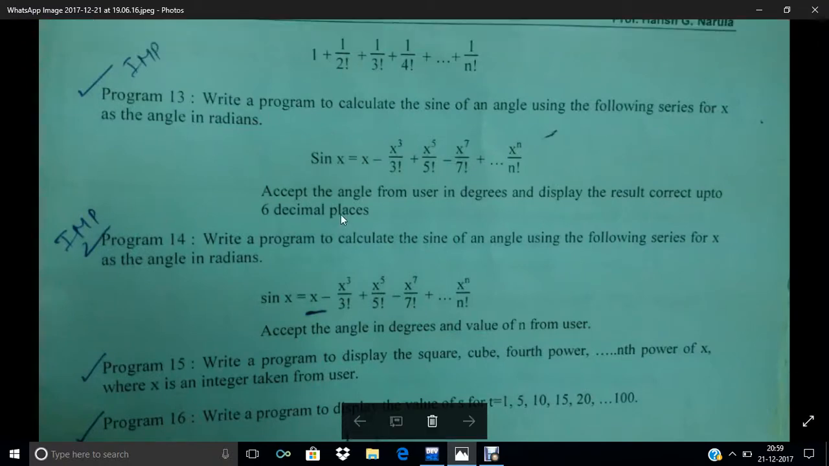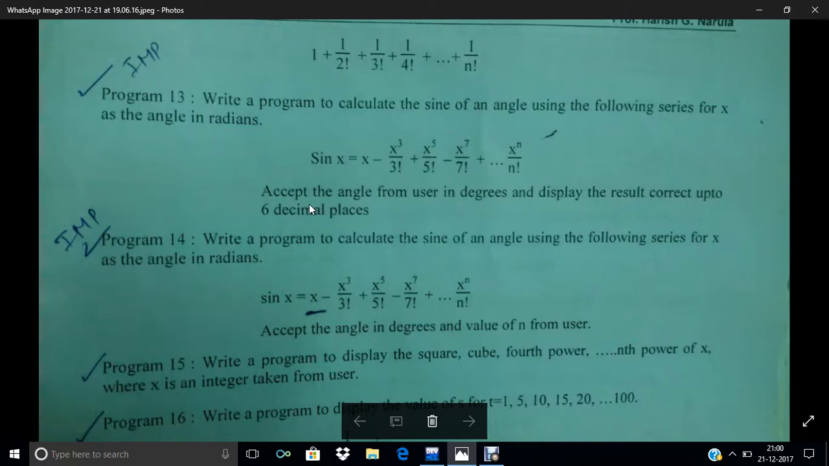These are the questions of the sine series, which can be asked in your MU exams, first year, second semester, I believe. So we'll do problem number 13. It says: write a program to calculate the sine of an angle using the following series, for x as the angle in radians, and sine x equals some equation given by them. Accept the angle from the user in degrees and display the results.